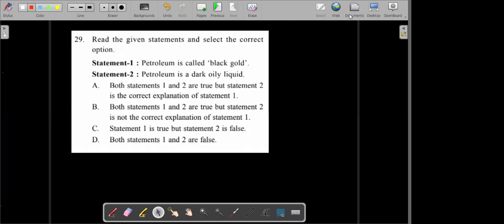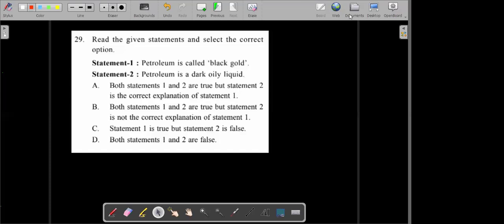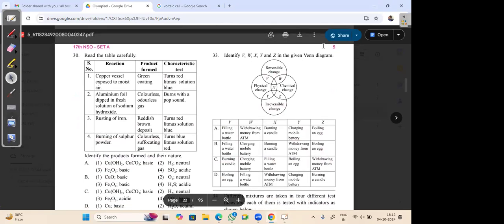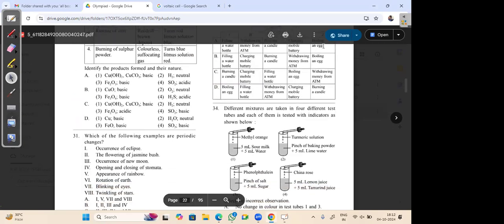Sir, the answer is B, sir. Yes, sir. Answer is B. Both 1 and 2 are true, but statement 2 is not the correct explanation. Sir, it's not called black gold because it's a dark oily liquid, but because it is very valuable. Yes, it is B. It is extracted from crude oil, so it is dark. Black, because it is extracted from crude oil, which is black, sir.